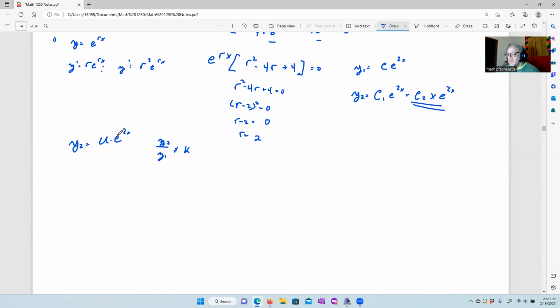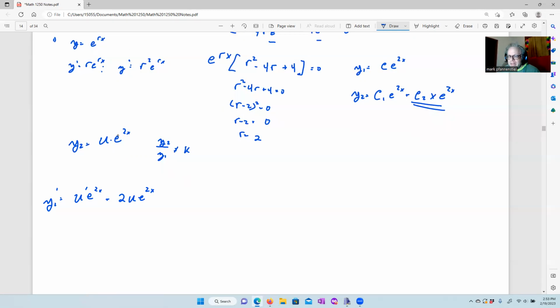Now we're going to take a couple of derivatives. Let's take the derivatives. So y2 prime is equal to, well, it's a product rule because these are two functions. We have the derivative of the first times the second plus the first times the derivative of the second. That's going to be 2u e to the 2x.